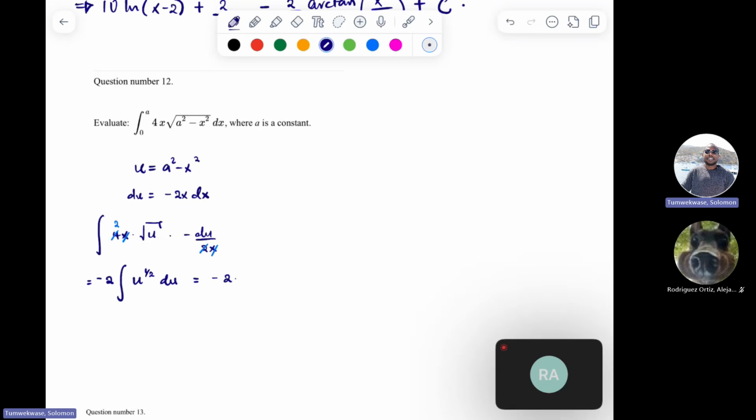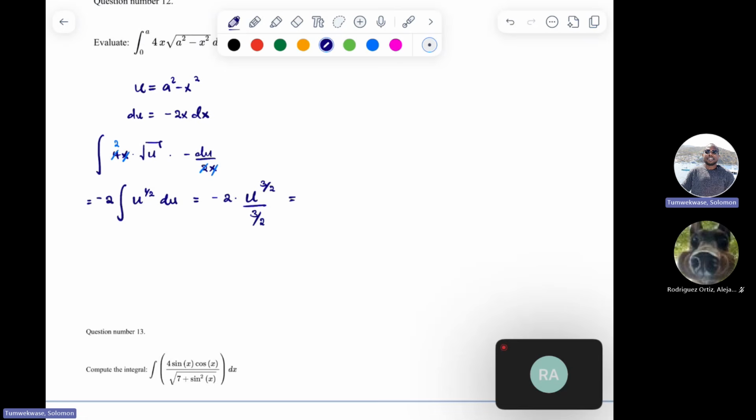So this is negative 2 times u to the power 3 over 2 if I integrate, then over 3 over 2, then plus some constant of integration. But that constant really, I know I have the limits, so I can avoid it for now. Okay, so this is the same as negative 4 over 3, then u to the power 3 over 2.